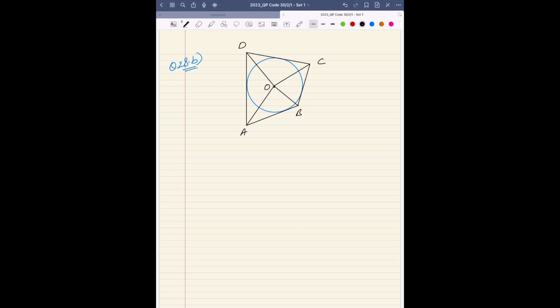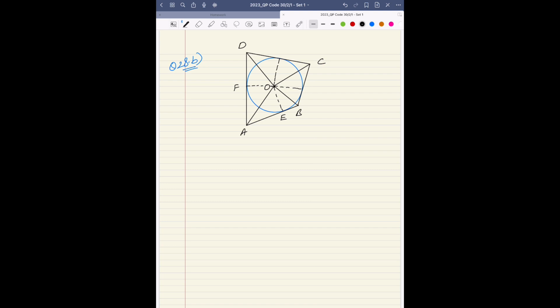Now it may not look like it, but if you know this theorem, we'll break these angles into further angles. I'll tell you why. Because we know that tangents from an external point are equal. So I'm going to call this E and this F. It will be true for all of them, but I'll show you for one.